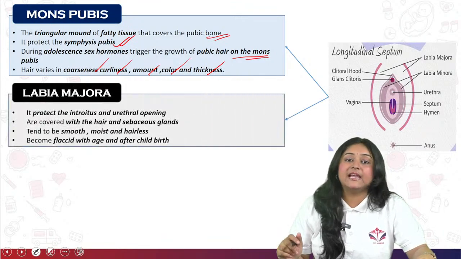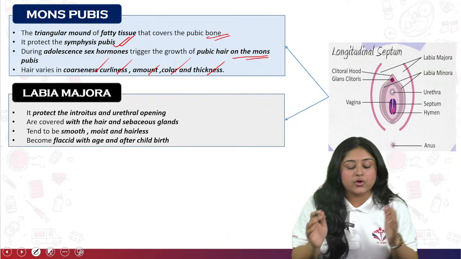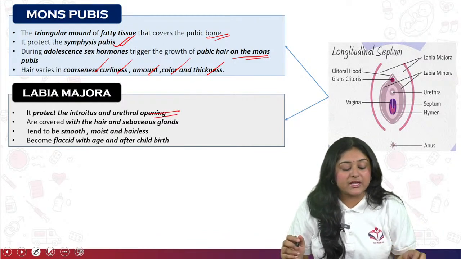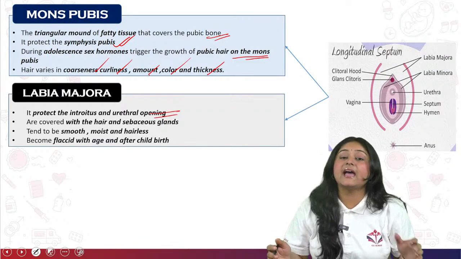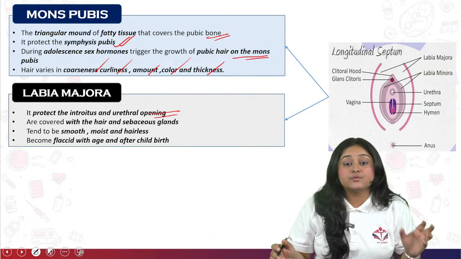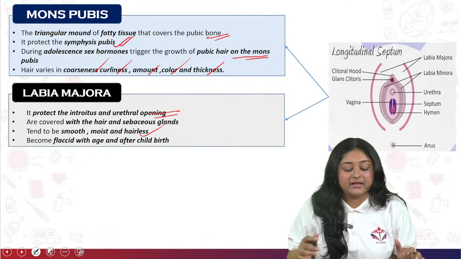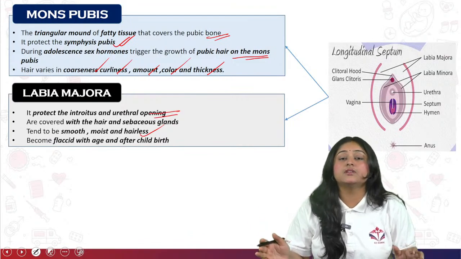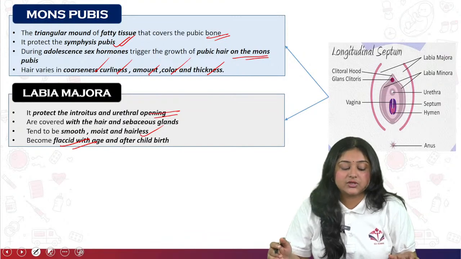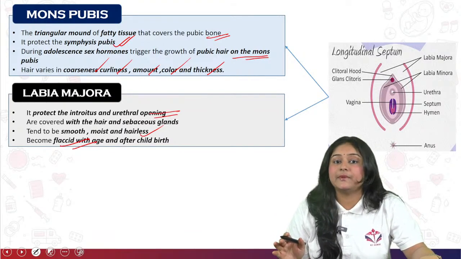Now come to the labia majora. Labia majora protects the introitus and the urethral opening. It is also covered with hair as well as the sebaceous glands of this area, and it is smooth, moist and hairless. With repeated childbirth, day by day it becomes more flaccid, along with age also. So this is a brief description of the labia majora.